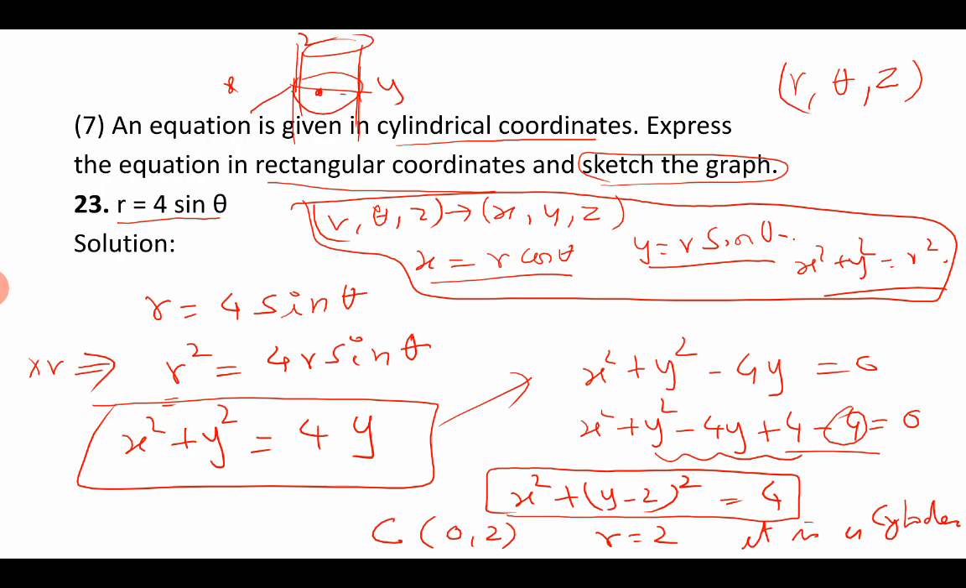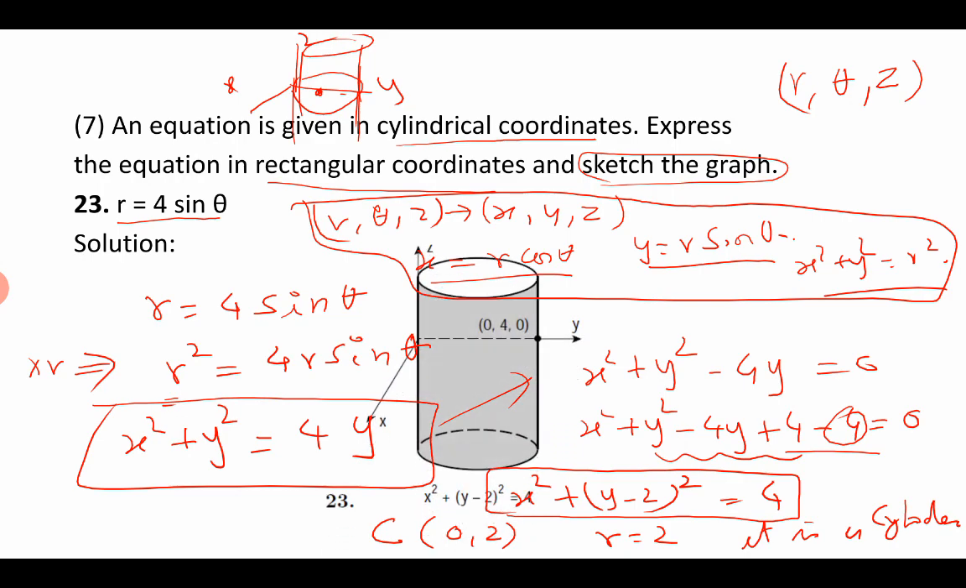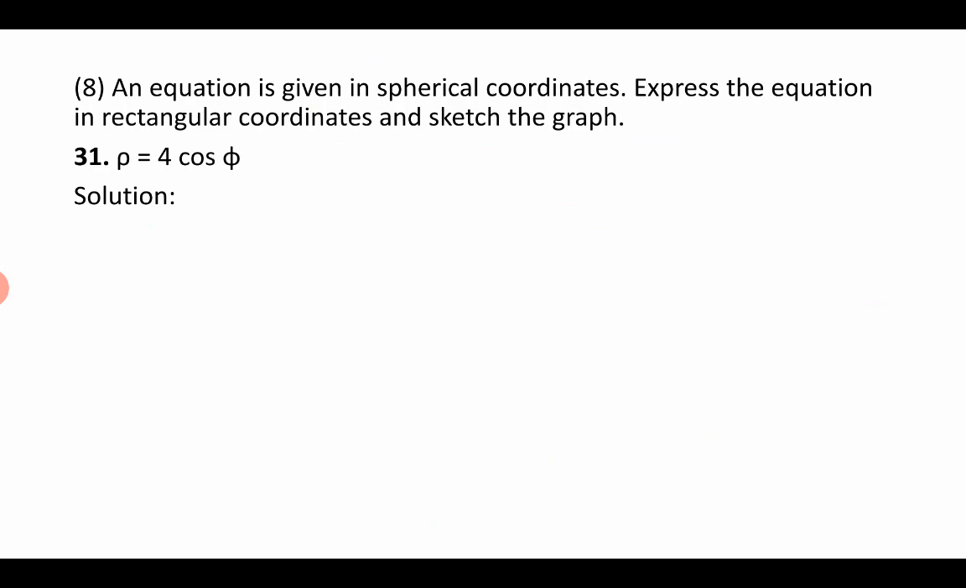The next problem is problem number 31 from the textbook. An equation is given in spherical coordinates. Because rho and phi are involved in this equation, we know that rho, theta, phi give you the spherical coordinate system. One of the variables missing doesn't matter. This equation involves rho and phi.